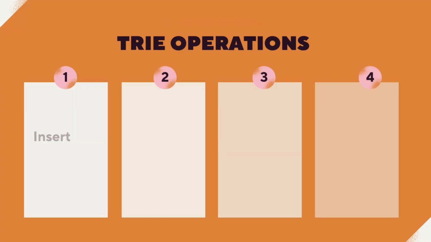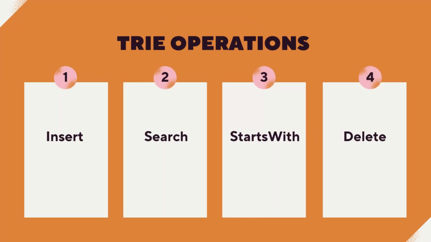These four operations, insert, search, starts with, and delete, make tries extremely powerful for storing and handling words, especially when the dataset is dynamic and changing. They allow for fast lookups, efficient prefix searches, and safe deletions even in overlapping word cases. That's why tries are commonly used in things like search engines, auto-suggestions, and dictionaries. Basically, anywhere you need to manage large sets of words quickly and reliably.